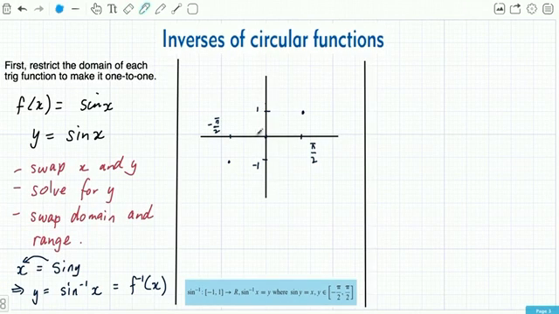Now we just have to sketch our graph in. We know that sine x has that kind of shape, so it's just going to go down there and around like that. So this is our function sine x.